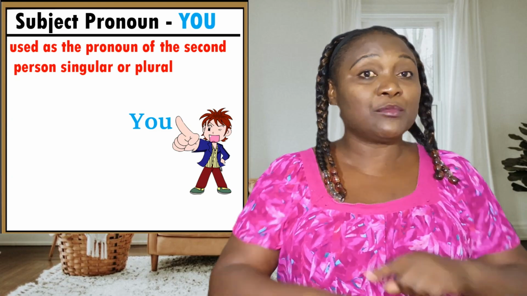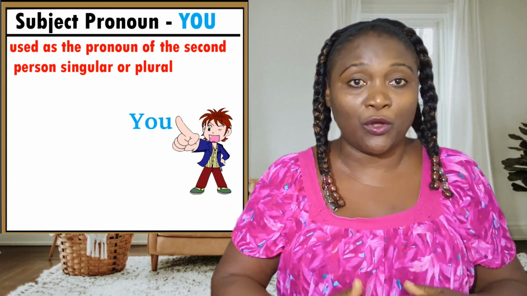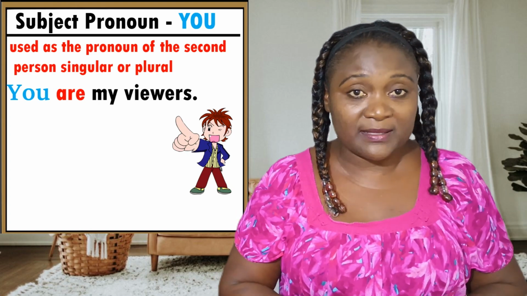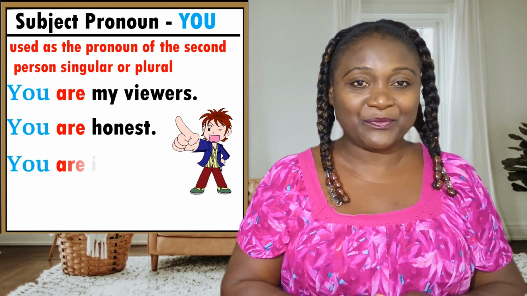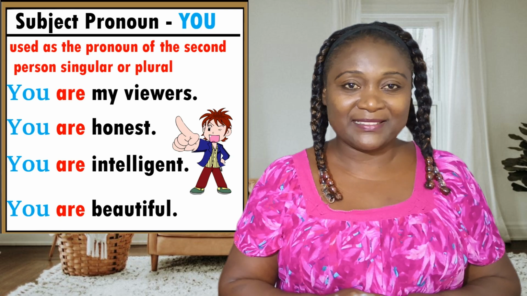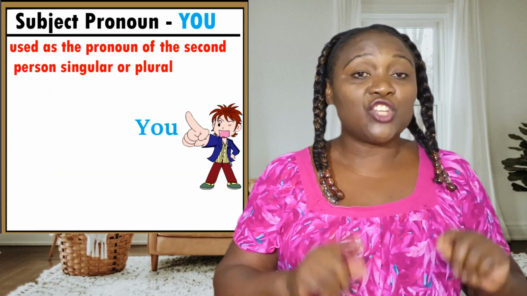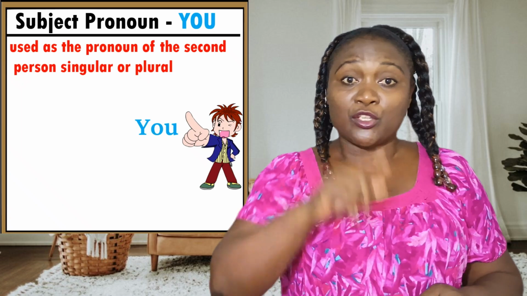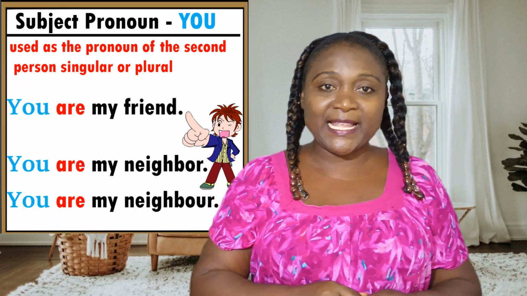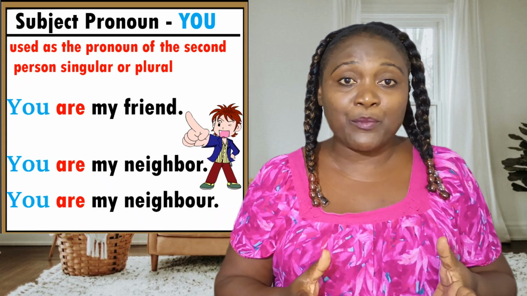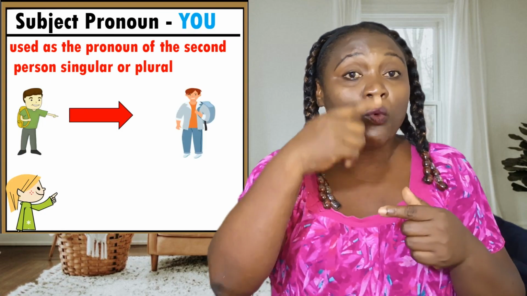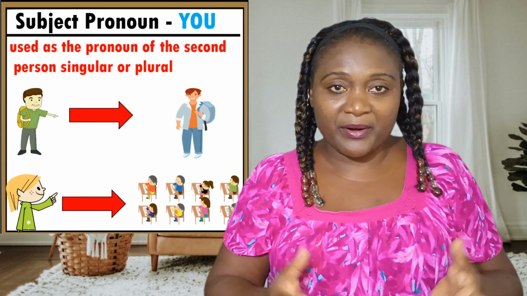You, my viewer, I'm talking to everybody who is viewing this video. You, so I'm talking to more than one person. You are my viewers. You are honest. You are intelligent. You are beautiful. Let us talk to John. John is one person. John is my friend. You are my friend. You are my neighbor. So I'm using these examples to show you that the subject pronoun you is used to refer to one person or a group of persons.